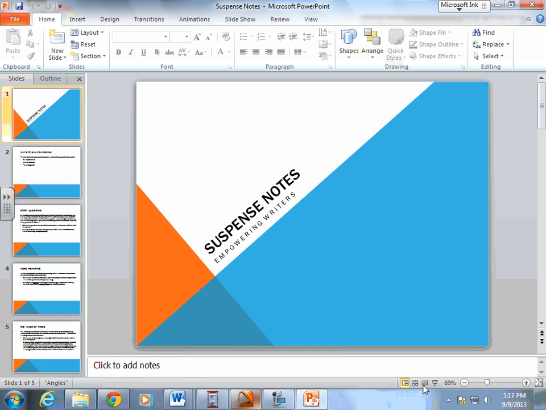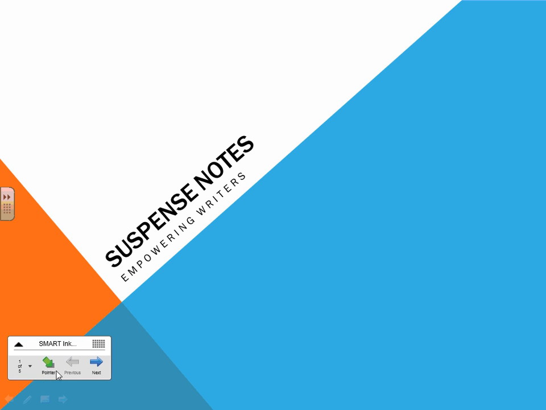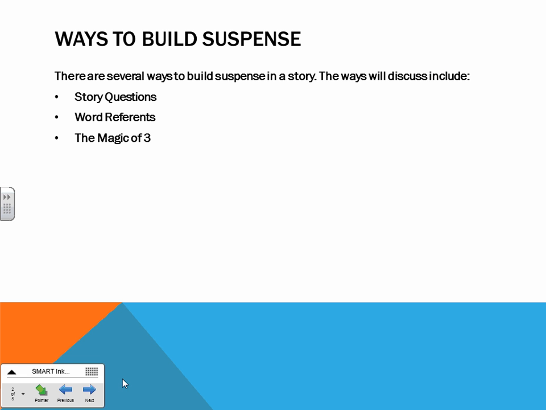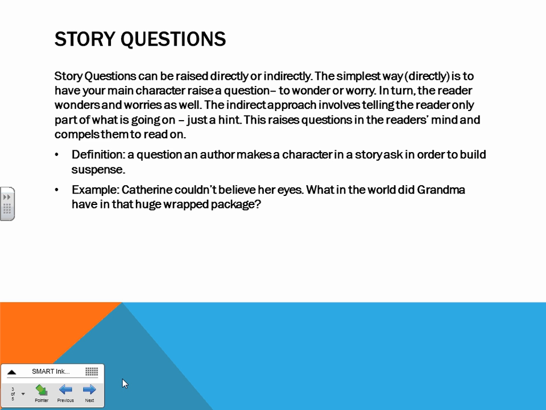This tutorial is intended to show you how to add suspense to your story. This is good for any kind of narrative writing, and the ways that we're going to discuss for adding suspense to your story include the story question, word reference, and the magic of three. So the first one is story questions.